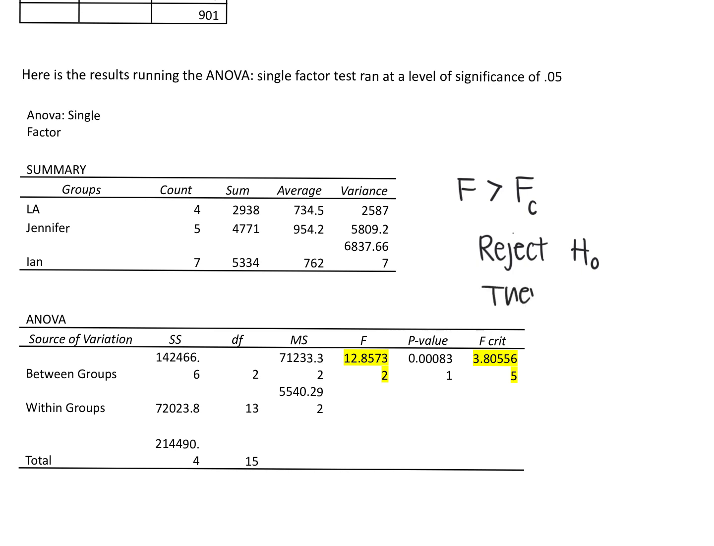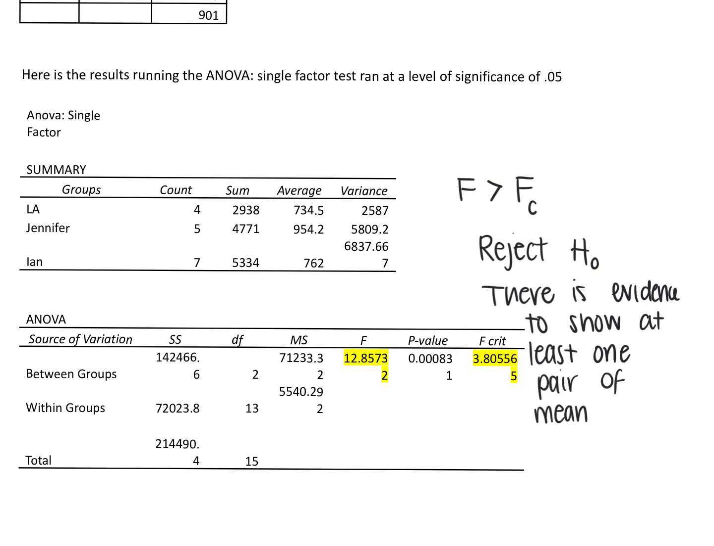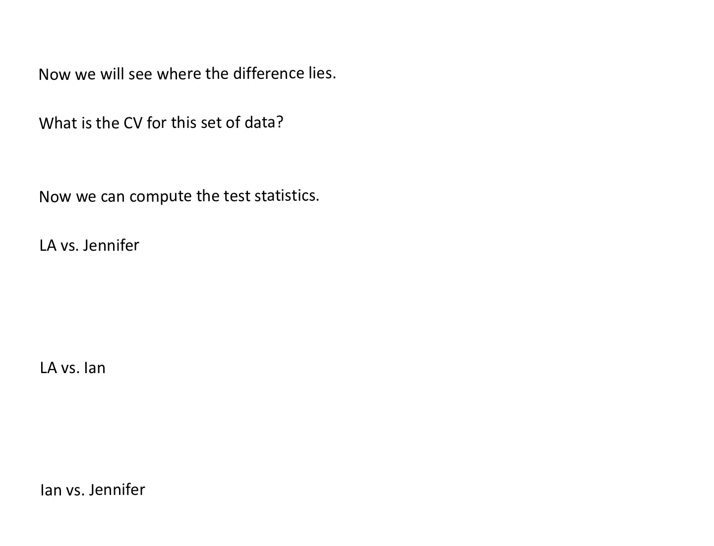So there is evidence to show at least one pair of mean steps is significantly different. Now we want to figure out which pair or pairs of means are significantly different. So now we're going to see where the difference lies.